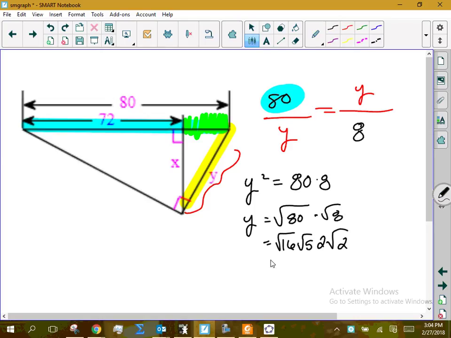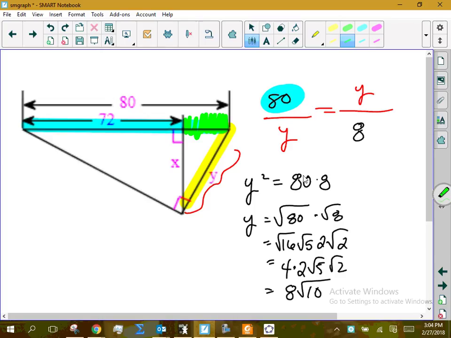So what's the square root of 16? 4. Okay, what's this? Now we got this 2, right? Now we got radical 5 and radical 2. So what's 4 times 2? What's on the outside? 8. What should go on the inside? 10. So 8 radical 10 is the same thing as radical 640.